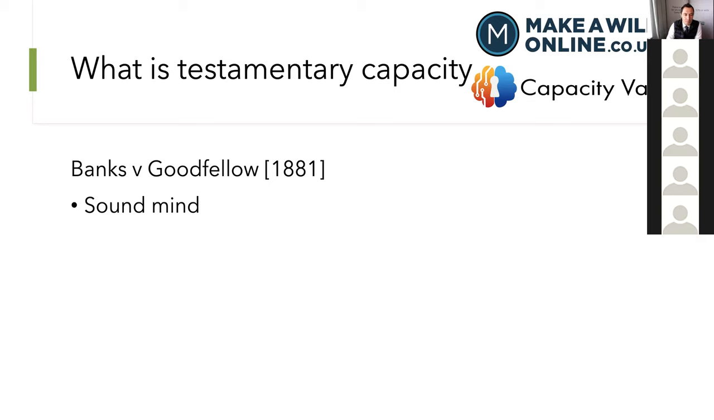In 1881, there was a four-limb test made up. Now, that test was, did the person making the will have sound mind? By sound mind, what I mean is, did they know what making a will was? Did they understand the importance of signing that document in front of witnesses to make the will? Banks and Goodfellow also asked, does the person making the will have a sound memory? Do they know what they are about? Do they know what assets they have? They know what they are worth. They know if they're a pauper or a prince, effectively.